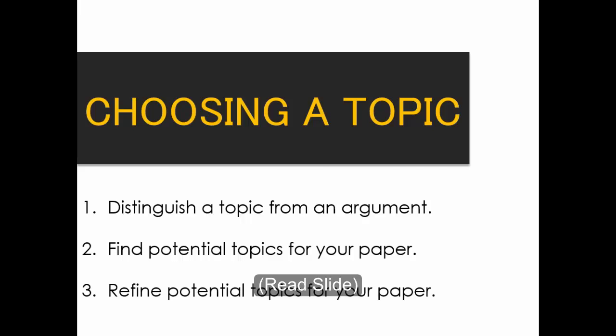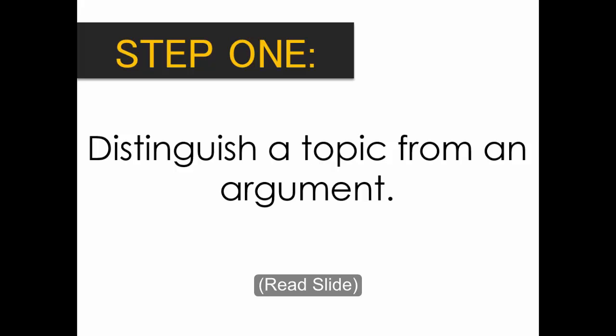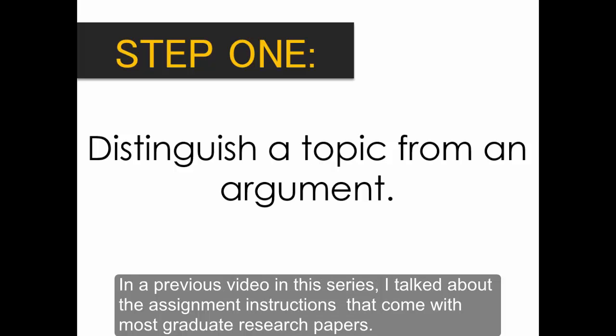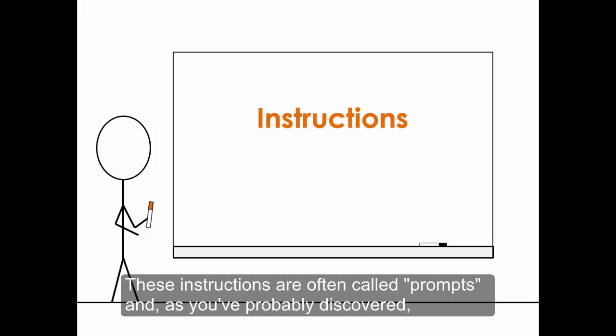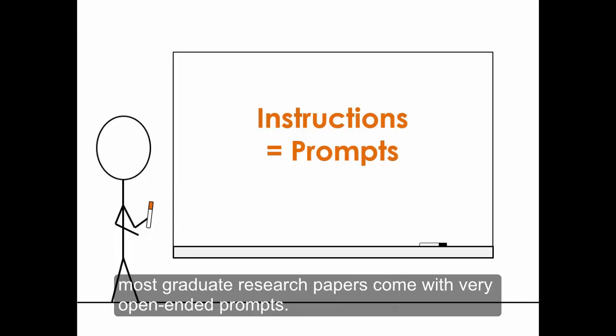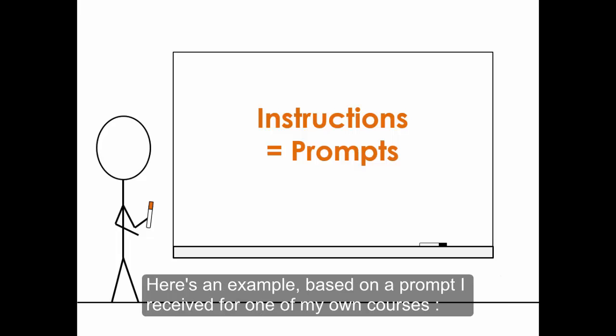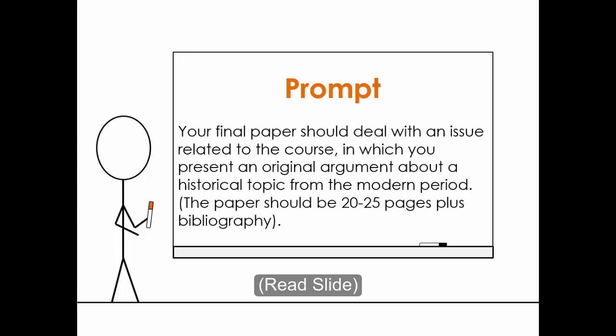Step 1. Distinguish a topic from an argument. In a previous video in this series, I talked about the assignment instructions that come with most graduate research papers. These instructions are often called prompts, and, as you've probably discovered, most graduate research papers come with very open-ended prompts. Here's an example based on a prompt I received for one of my own courses. Your final paper should deal with an issue related to the course, in which you present an original argument about a historical topic from the modern period. The paper should be 20 to 25 pages, plus bibliography.